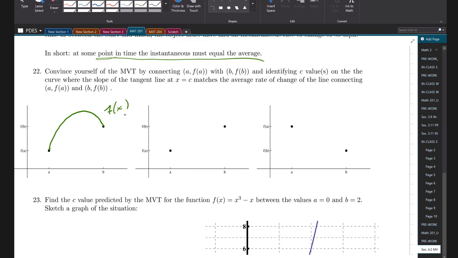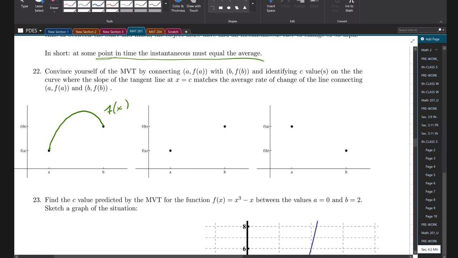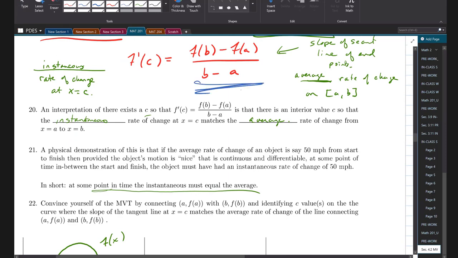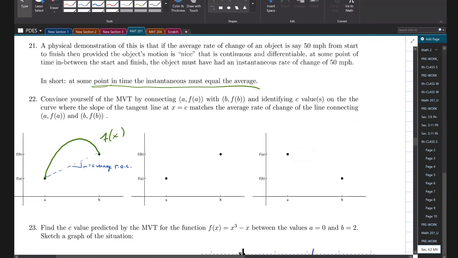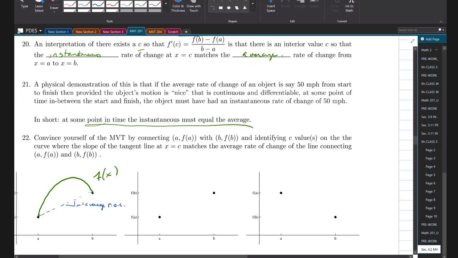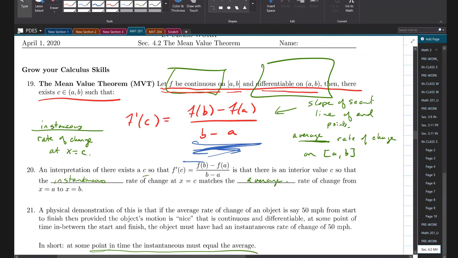Now what? Well, if I were to compute the average rate of change, the average rate of change is the slope of this line. How do you compute the slope of a line? With this slope formula right here, right? That's how you compute the slope of this blue line that I drew. Now, here it is, folks. The way for you to understand the mean value theorem is to call it an existence theorem. It guarantees that a certain C value exists.